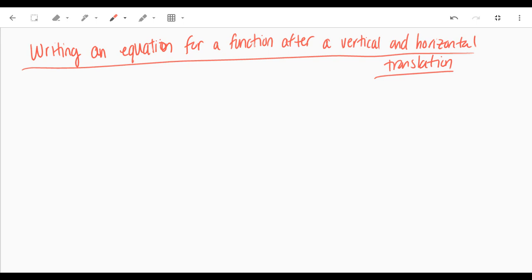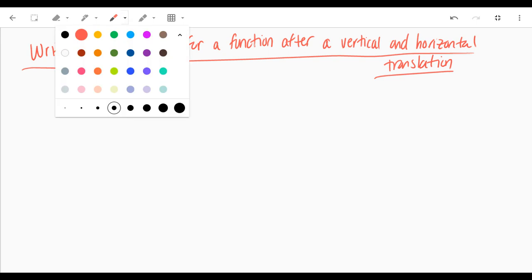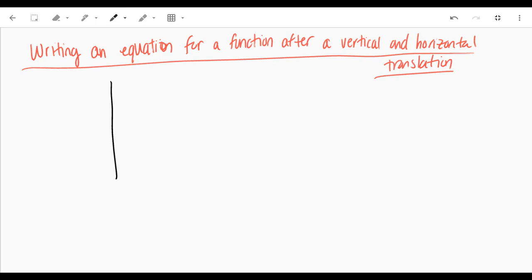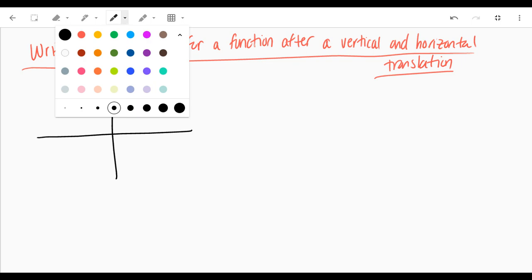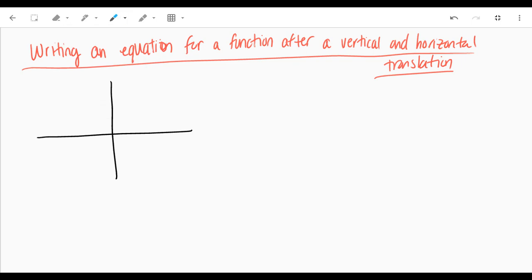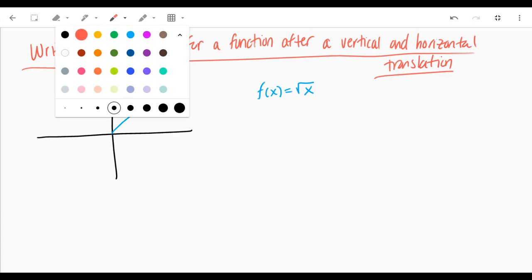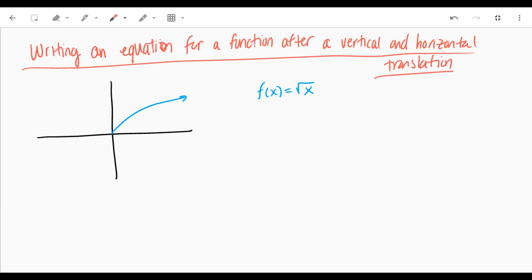Okay. So in this case, they're going to give you a function, and it looks to me they're going to give you a parent function in blue. Okay, and they even tell you your parent function is square root of x. And then they use red to show you the translated function. And there's no stretch factor here. It's just a horizontal or vertical translation.